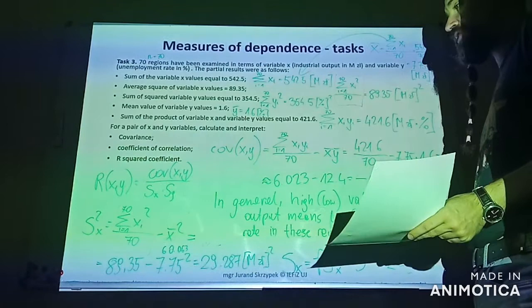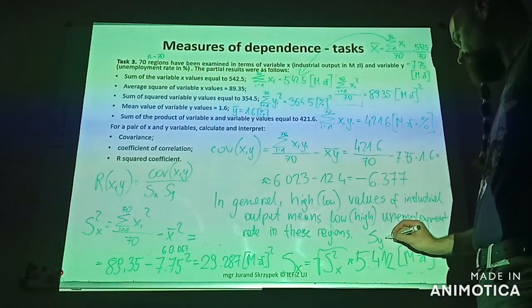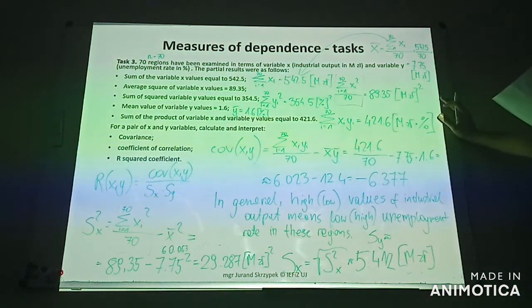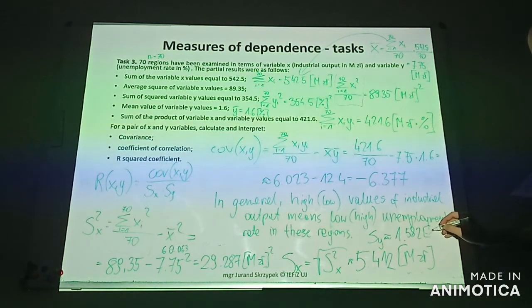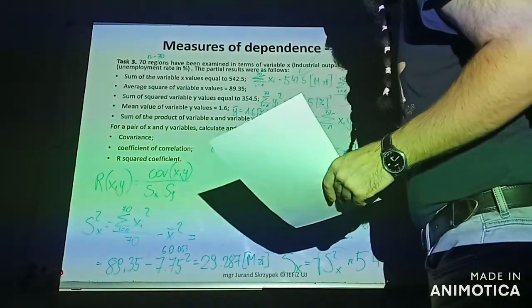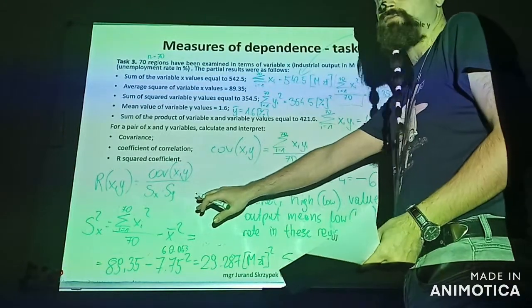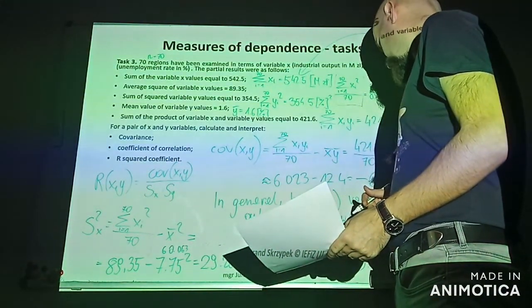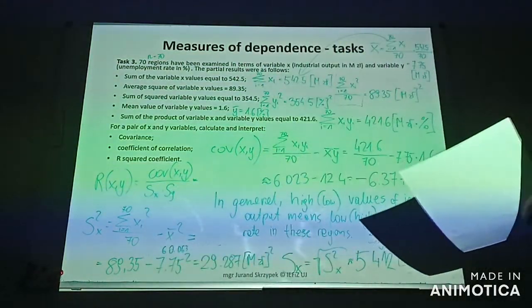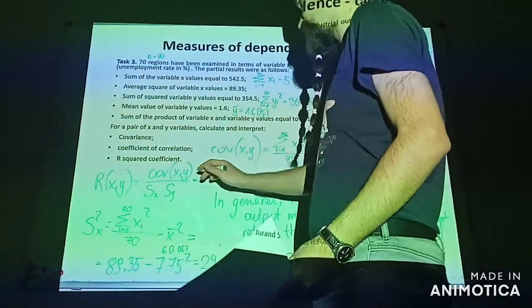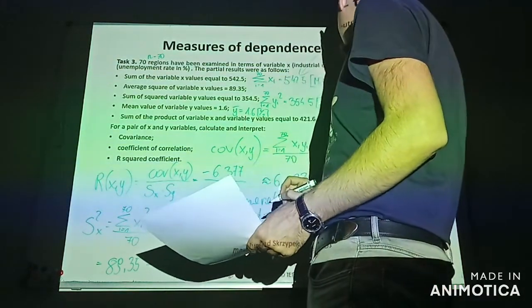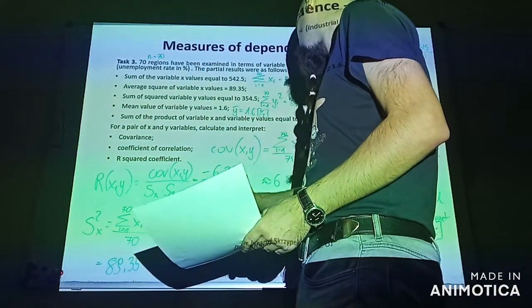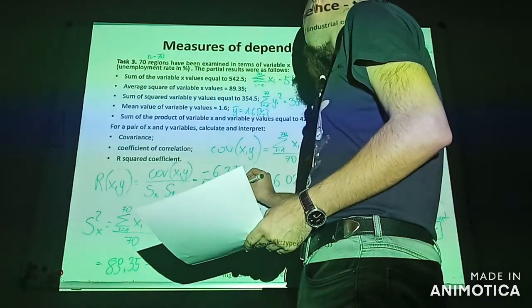Okay, you can find the variance of the unemployment rate, which is, dear friends, 1.582. Please check it out at home. You have to repeat all the procedure. And in my computation, I'm taking into account the covariance value minus 6.377 divided by the product of 5.412 and 1.582.